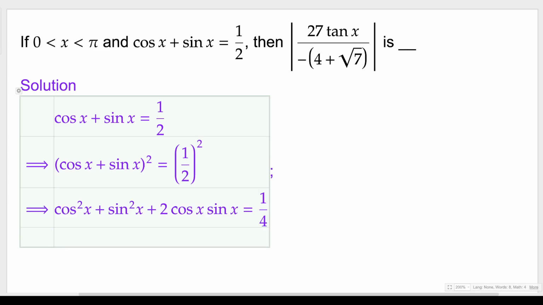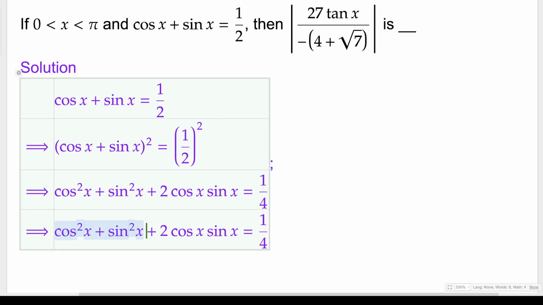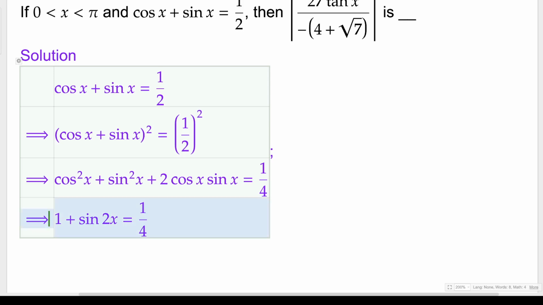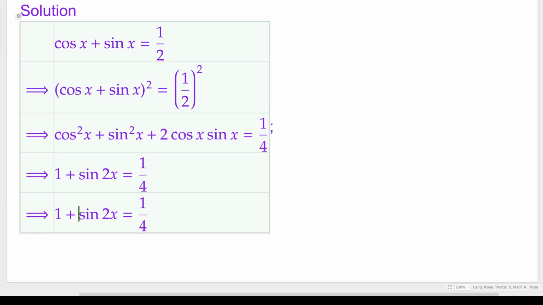Now we know this identity that cosine squared x plus sine squared x is equal to 1, and 2 times cosine x times sine x can be written as sine of 2x. Then if I isolate this sine of 2x, on subtracting 1 from both sides, I'll get 3/4, and this would be negative, right?